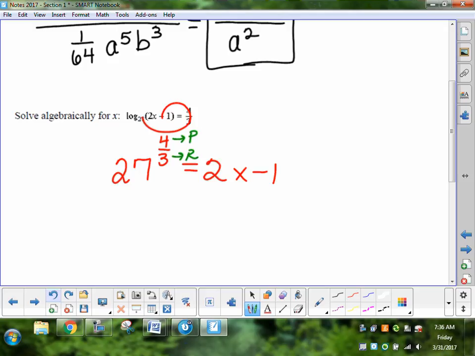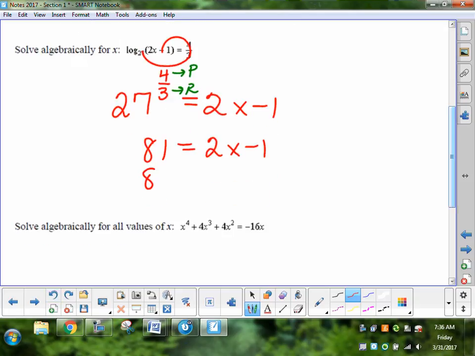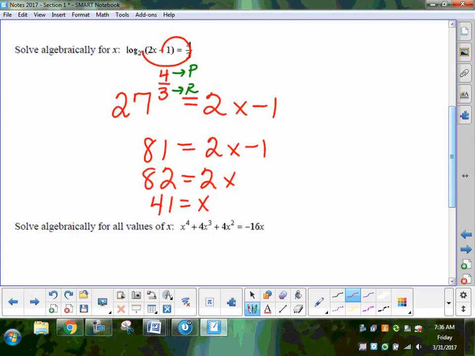So, hands up, please, when you can tell me, without the calculator, 3 to the 4th power is going to be 81. So, with that in mind, I will go through at this point and say 81 is equal to 2x minus 1. From here, I'd add the 1 and divide by 2. So, 82 is equal to 2x and divide both sides by 2. So, x is equal to 41.